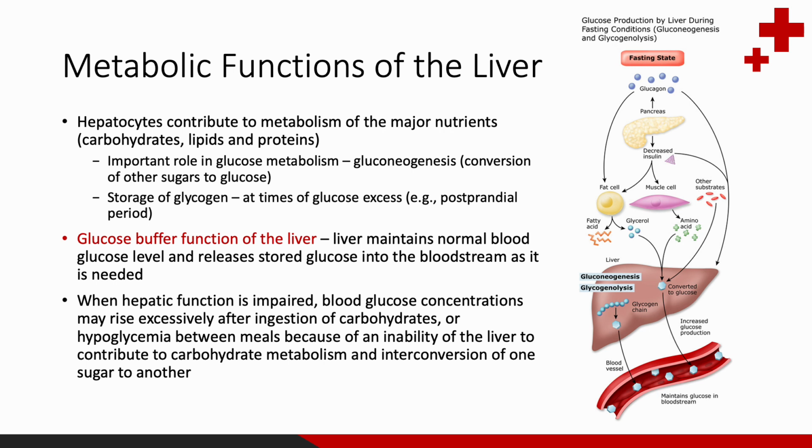This is observed by glycogenesis, or the formation of glycogen from glucose, glycogenolysis, or the breakdown of glycogen into glucose, and gluconeogenesis, or the formation of glucose from non-carbohydrates, fats, and proteins. When hepatic function is impaired, blood glucose concentrations may rise excessively after ingestion of carbohydrates, or hypoglycemia may occur between meals because of an inability of the liver to contribute to carbohydrate metabolism and interconversion of one sugar to another.